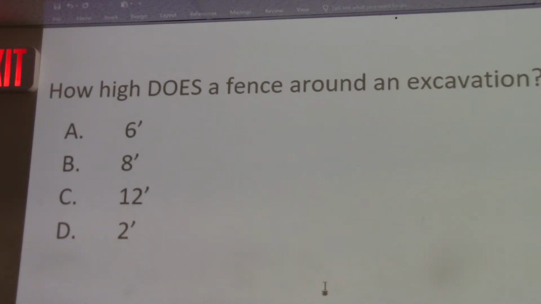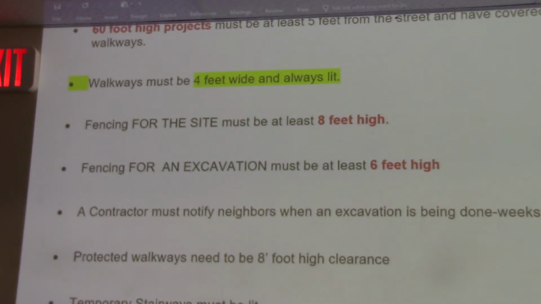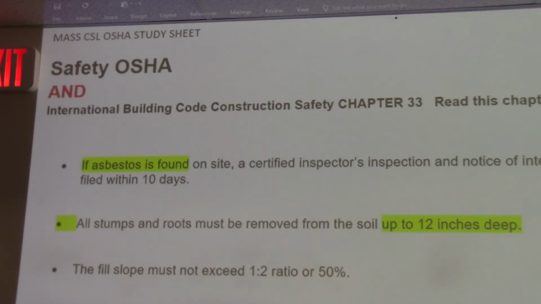3306.9. All right, and we'll highlight it. 3306.9. Can you read a little bit more, Nate, past that? Every excavation on a site located 5 feet or less from the street lot line shall be enclosed with a barrier not less than 6 feet in height. Where located more than 5 feet from the street lot line, a barrier shall be erected where required by the building official. Barriers shall be of adequate strength to resist wind pressure as specified in chapter 16.